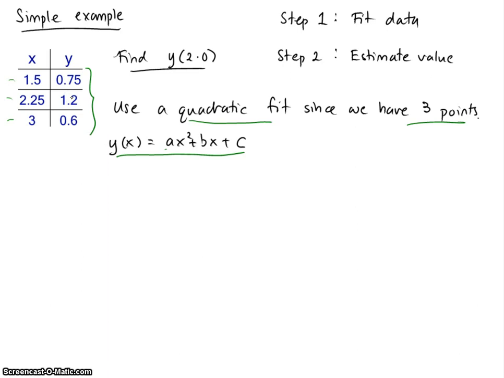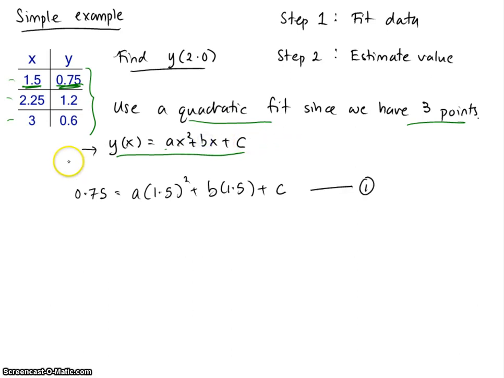In order for us to fit a quadratic function given the 3 points that we have, we are going to substitute the values of x and y into our equation. For the first value of x, we have 1.5. For the first value of y, we have 0.75. If we substitute this into our quadratic equation, we get 0.75 equals a, because a, b, and c are unknown coefficients that you're supposed to find, times 1.5 squared plus b times 1.5 plus c. This is our first equation.